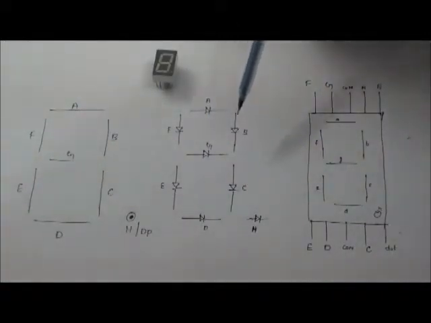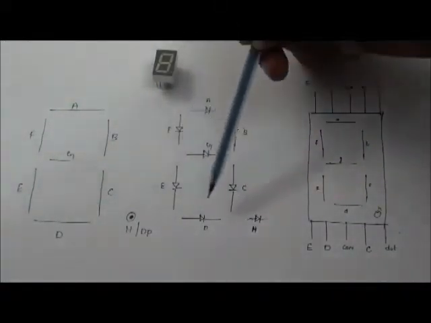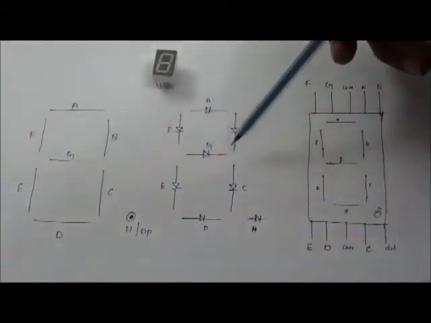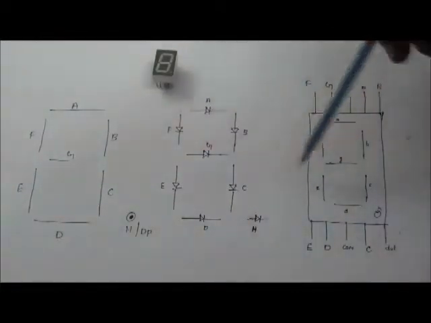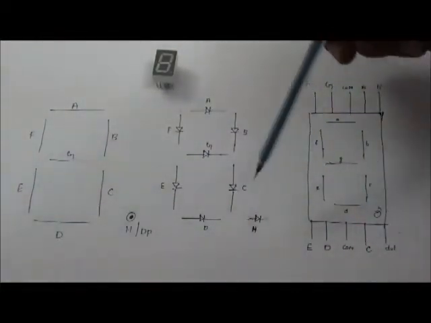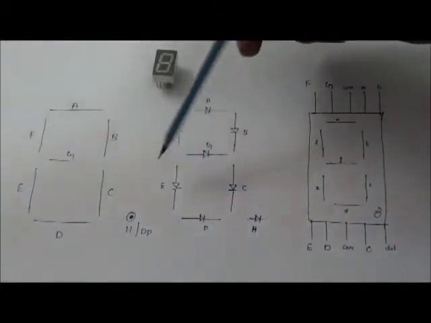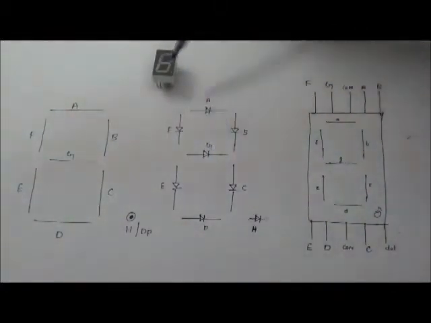If it is common anode, the positive terminals of these LEDs are made common to plus 5 volts, and the negative terminals of the LEDs are driven by the outputs, where we supply 0 volts. When we supply 0 volts, the respective LED glows and the respective characters are displayed through the 7-segment display.